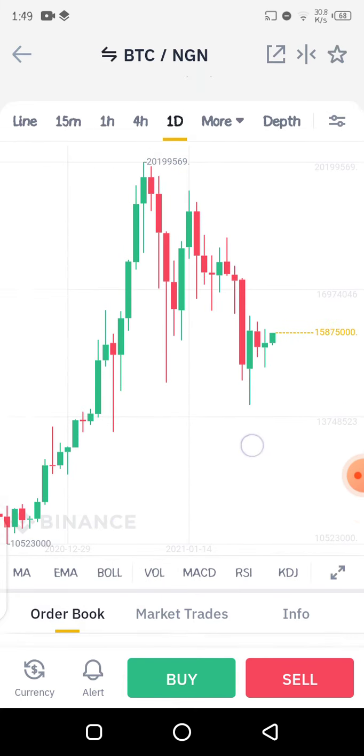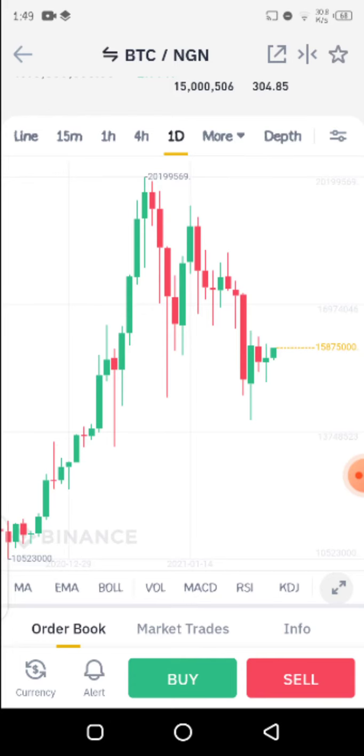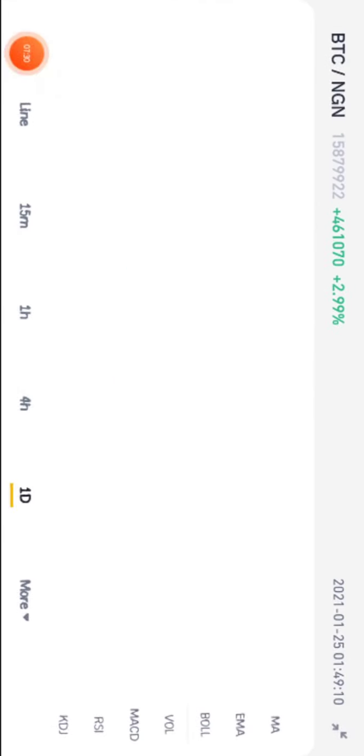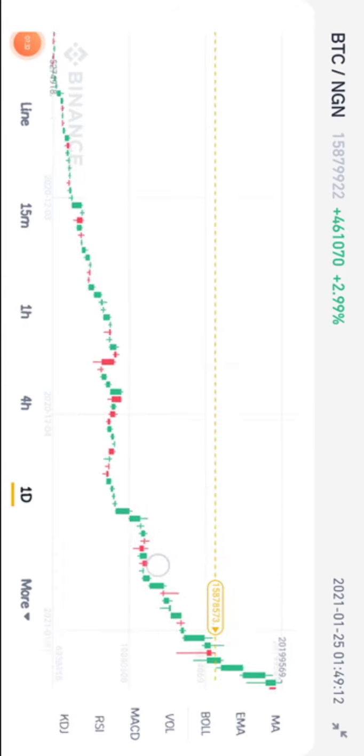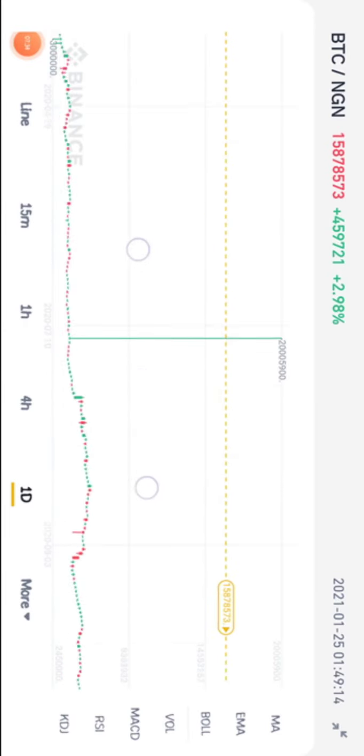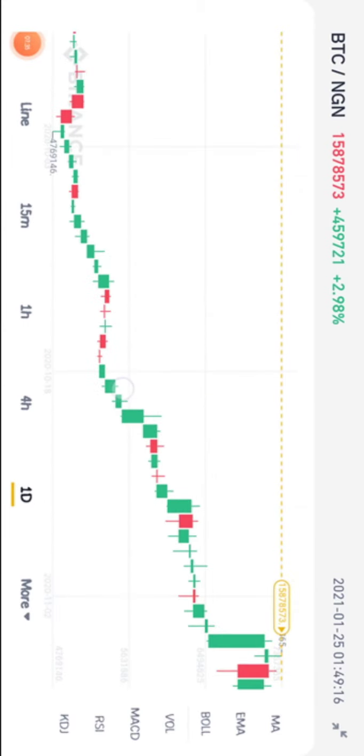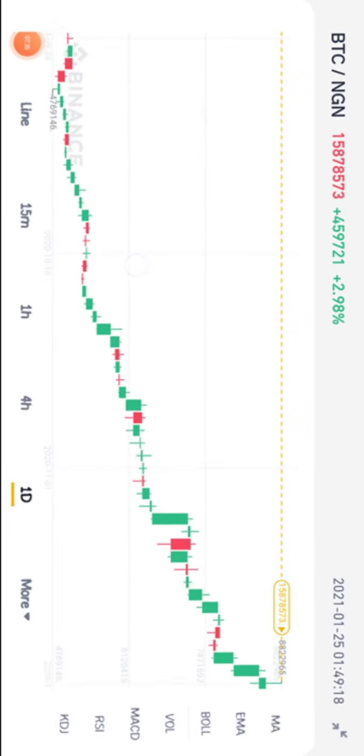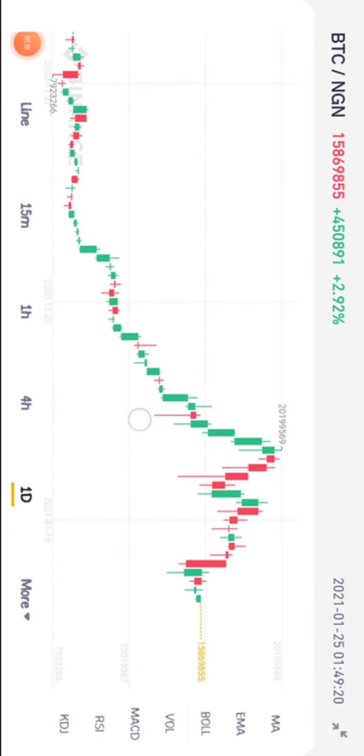We can make our chart full screen by tapping here, and then we can full screen. Enjoy the line. You can zoom in, you can zoom out. So I'm going to go off full screen again by tapping here.